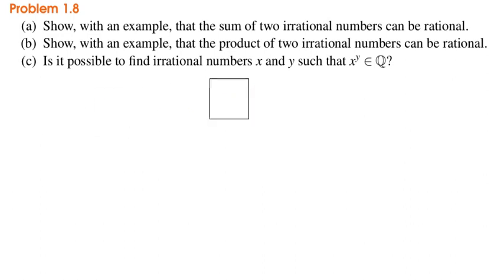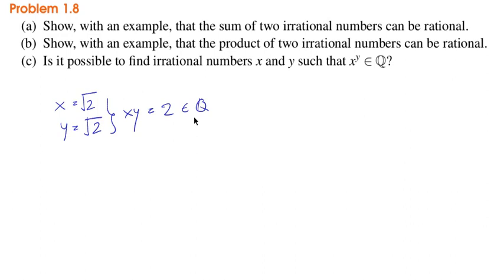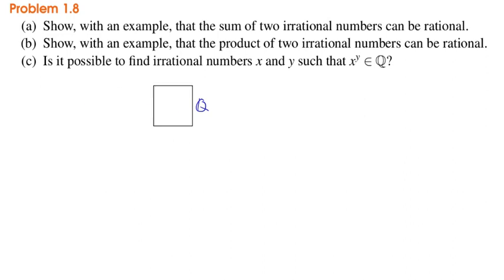The same thing for the second question: show with an example that the product of two irrational numbers can be rational. This is even easier because, for instance, if x is the square root of 2 and y is the square root of 2, then x times y is just 2, which is rational, and we know that the square root of 2 is irrational. Again, many different examples, and the final one is kind of the more interesting one in a sense.